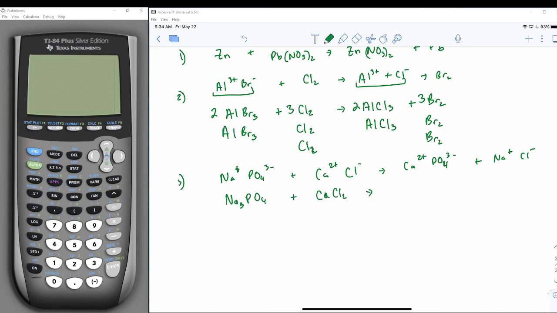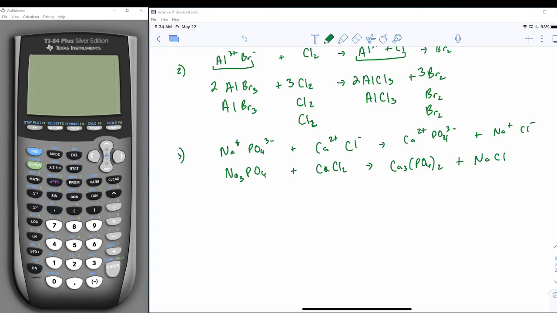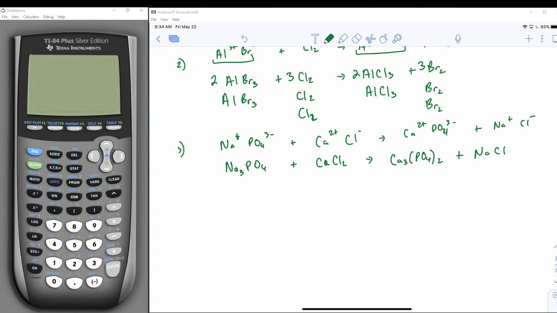CaCl2 yields Ca3(PO4)2 plus NaCl. Okay, and I'm not going to demonstrate all these balancing because we do more balancing later on, but since we're already here, I'm going to show you that here. So notice I have 3 Nas on the left, which means I have to add more Nas in the form of NaCl on the right.